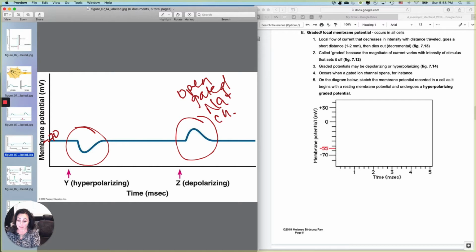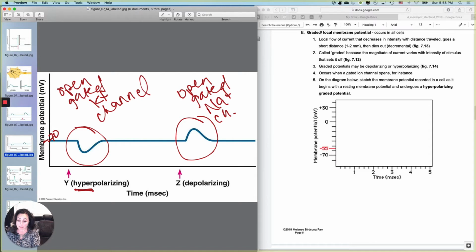So potassium is positive, so it's not the charge of the ion, it's the direction that the ion will go. If I open a gated potassium channel, potassium will move down its electrochemical gradient from the intracellular fluid to the extracellular fluid. So it will take positives from the negative inside and put them into the positive outside, making the inside and the outside more different, or hyperpolarized. Okay, so this one represents opening a gated potassium channel.